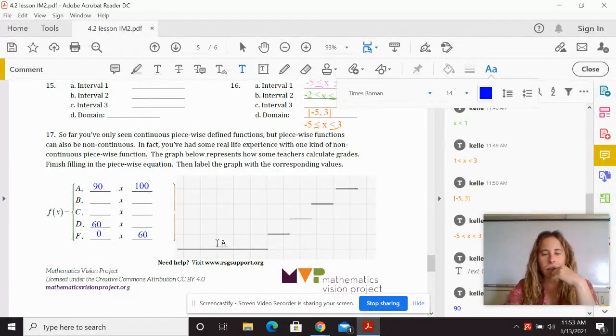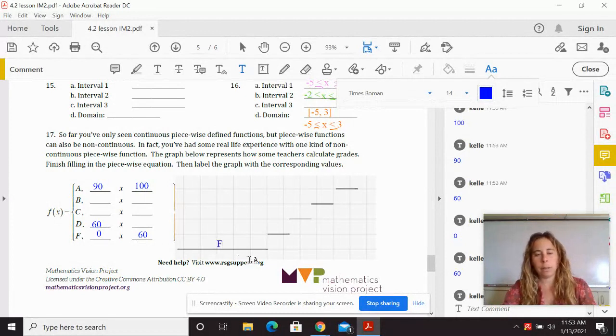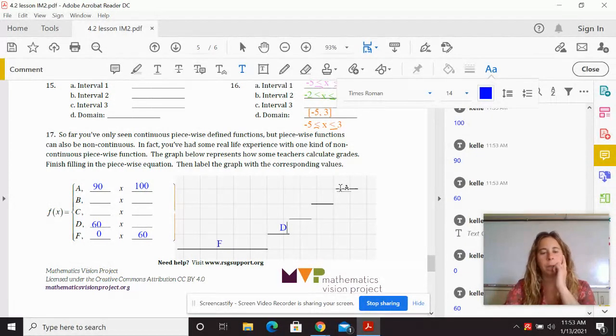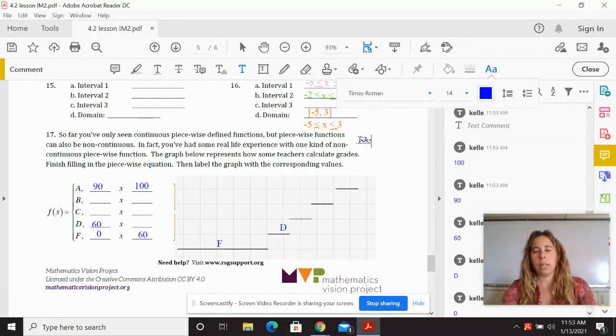So generally, this one, the 0 to 60, or whatever you chose here, this is an F. Okay. And then 60 to whatever, the next one's a D. All right, and keep going up like that. So that's what they want you to do. This is called a step function. A step function. See how they're like steps?